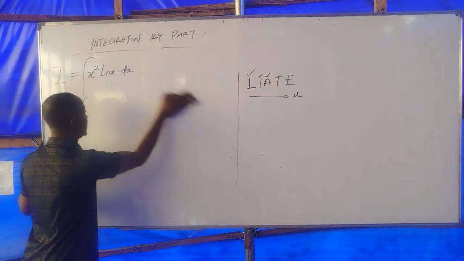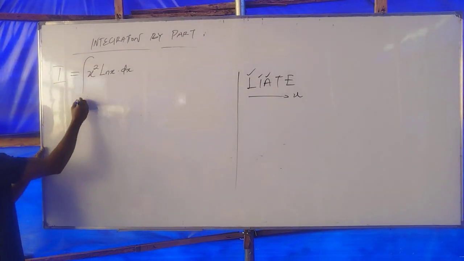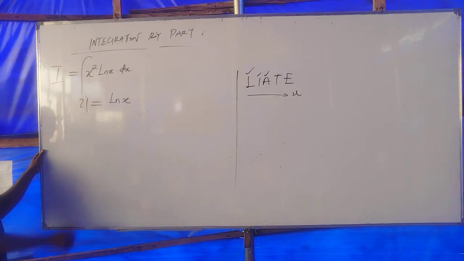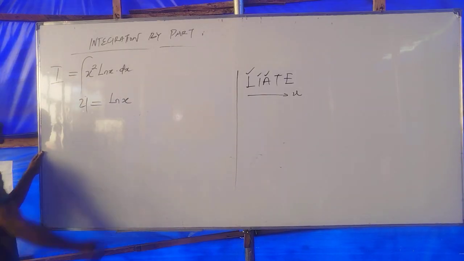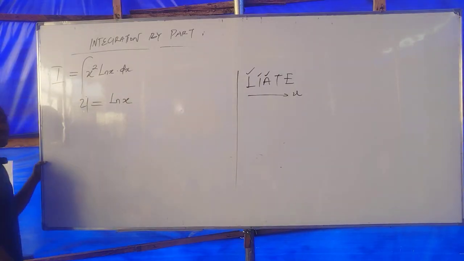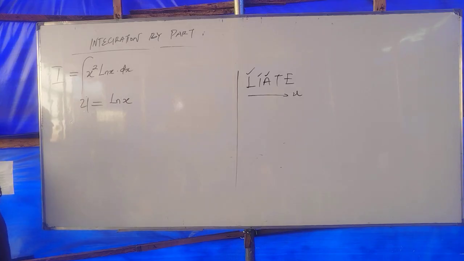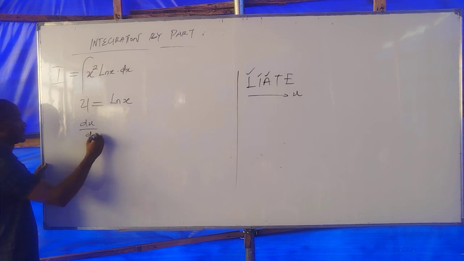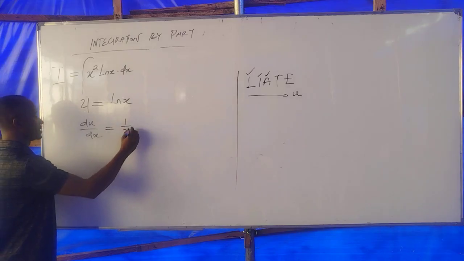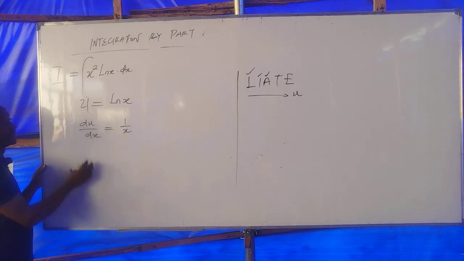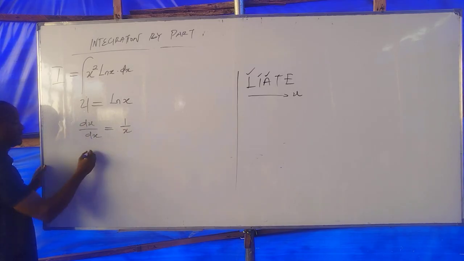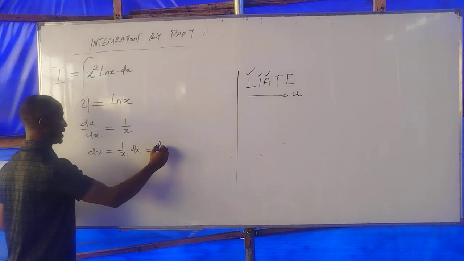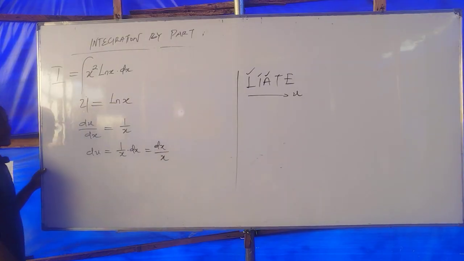Okay. So the first thing is to choose u. u equals ln x. In the differentiation table, I told us that when you differentiate ln x, you have 1 over x, right? So by the time we differentiate, du with respect to dx, we have 1 over x. So what we do to find du is cross multiply. That means our du is simply 1 over x dx, or we can say dx over x, right?